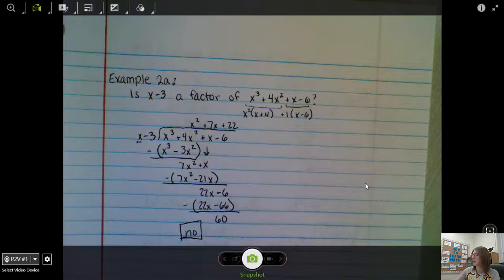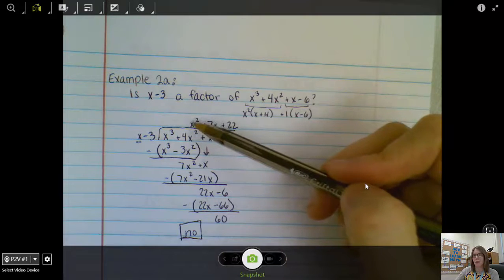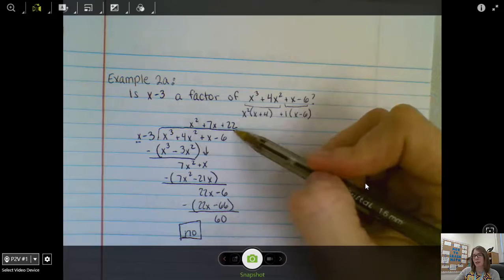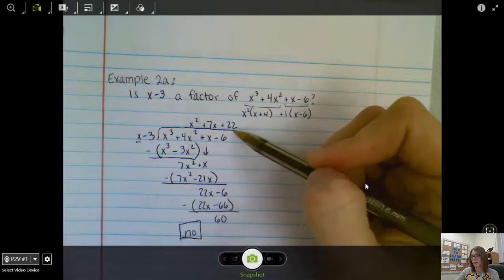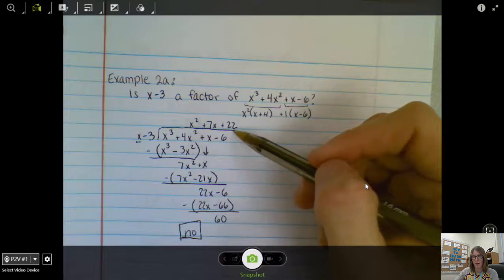One nice thing too, if you make sure that you're writing your like terms on top of each other, as soon as you get to the end of the bar, you know you're done. And that's one other trick that you can look for. You know you can't divide anymore if you're at the end of the bar. That's where we stop.